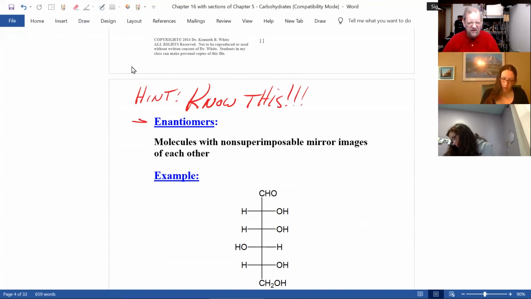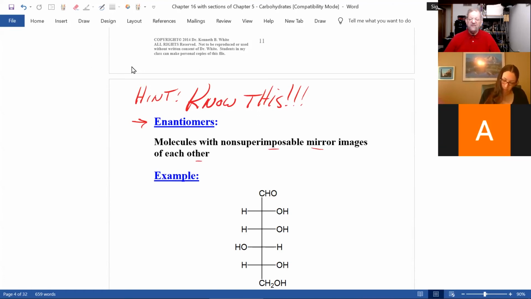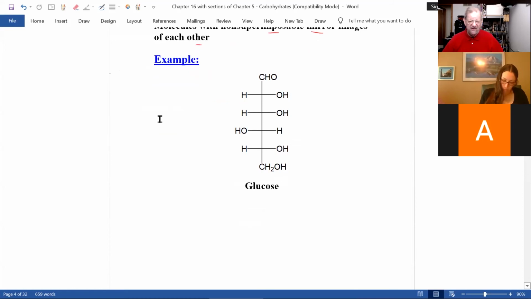What is an enantiomer? Enantiomers are molecules with non-superimposable mirror images. I can say my hands are enantiomers. And an example would be this molecule.